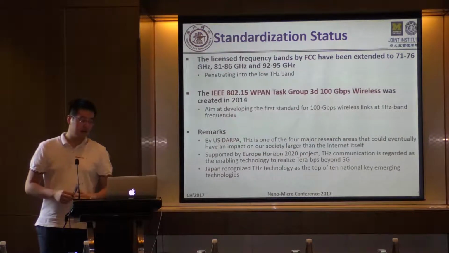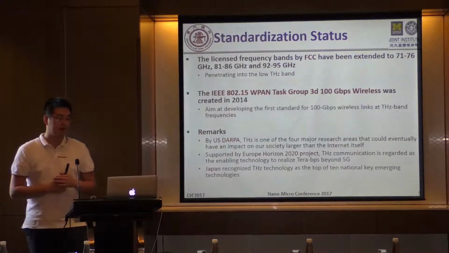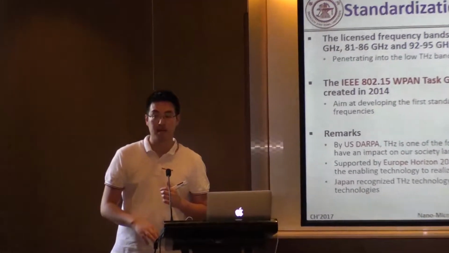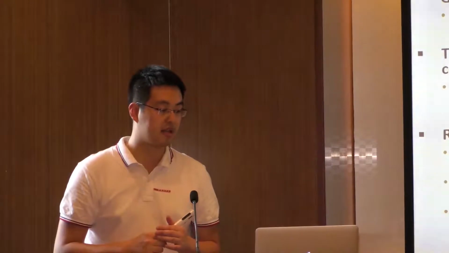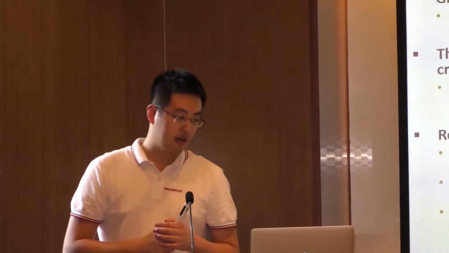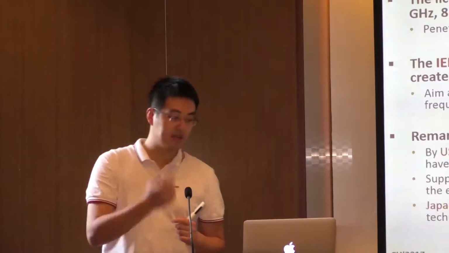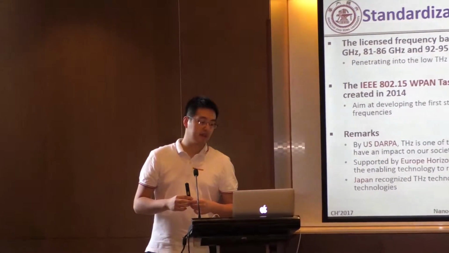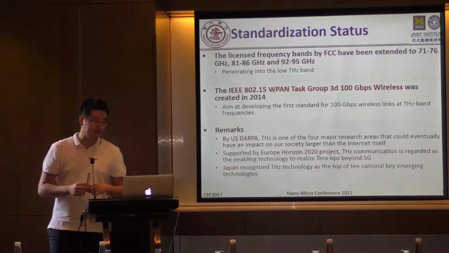Also from the standardization perspective, in the US the FCC has released a spectrum from 92 until 95 gigahertz, which means it's already penetrating into the low terahertz band. Also, IEEE 802.15 wireless PAN, which is actually a later organization that Professor Fujishima mentioned, the IG group, is now a task group. It aims at developing the first standard for 100 gigabits per second wireless links at terahertz band frequencies.